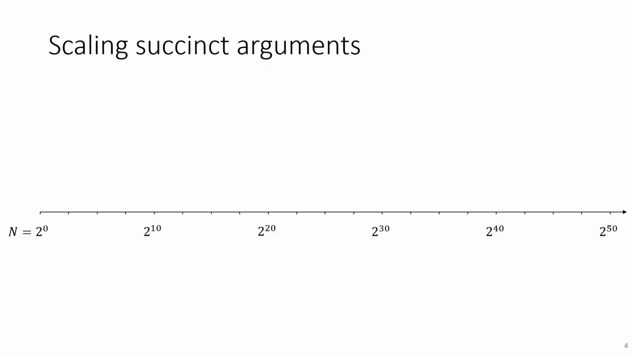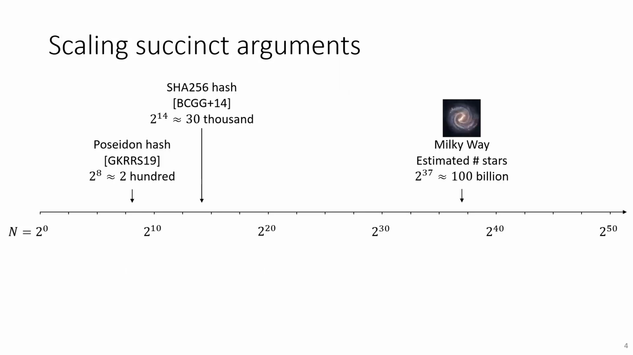Okay. So I'm just going to add on some other points onto this graph, just for scale. So 2 to the 14 is the number of constraints if you want to prove that a hash function was computed correctly. We've got 2 to the 37, which is like the number of stars in the Milky Way. Does anyone want to update their guess?